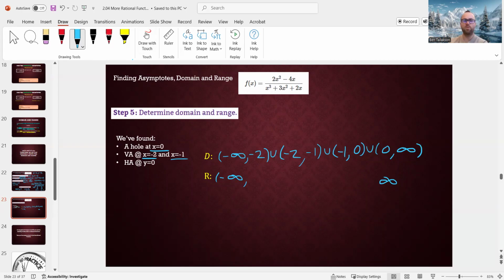Finally, range. What's not included? Y value of 0. Fortunately, that is it. So united with 0, going towards positive infinity forever.